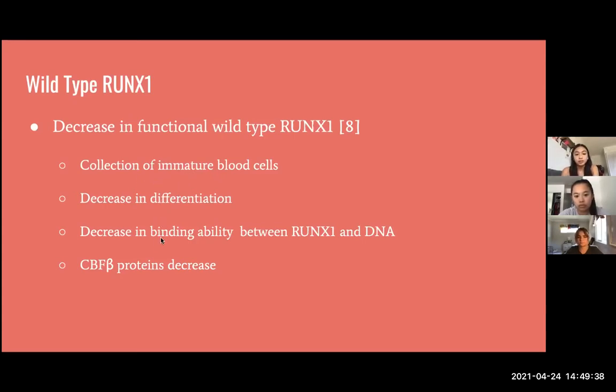Without the wild-type RUNX1, studies have shown that the amount of core binding factor beta also decreases. And in its normal state, core binding factor beta increases the binding affinity between RUNX1 and DNA. Therefore, when core binding factor beta proteins decrease, the binding affinity between RUNX1 and DNA also decreases. This will ultimately lead to the non-regulation of hematopoiesis and transcription.